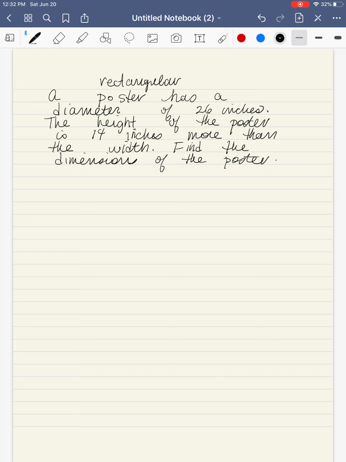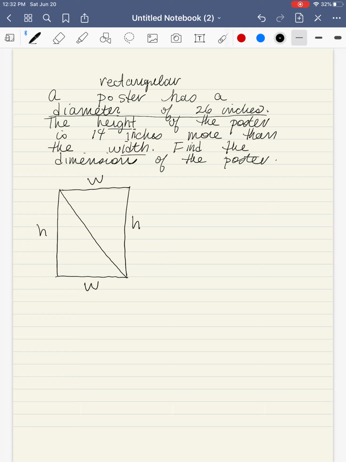All right, we're going to do the same thing we did on the previous one. We're going to draw a picture and we're going to figure out what it is that we're trying to find. So I have a poster, rectangular poster. And on this one, it talks about the height and the width. So I'm going to call this H for height and this W for width. And on this one, it also tells me that I have a diameter of 26 inches. And remember, a diameter is from corner to corner, across like this, diagonally.